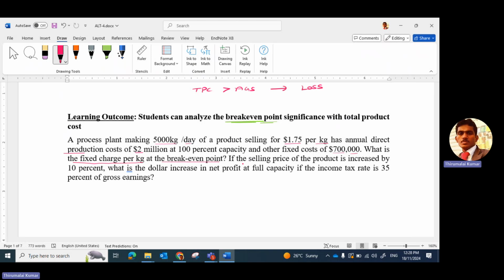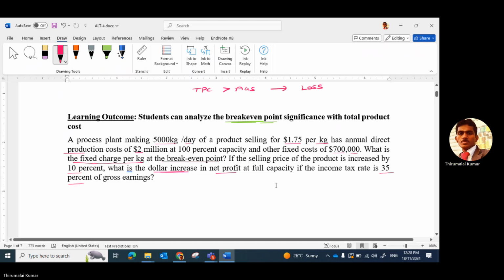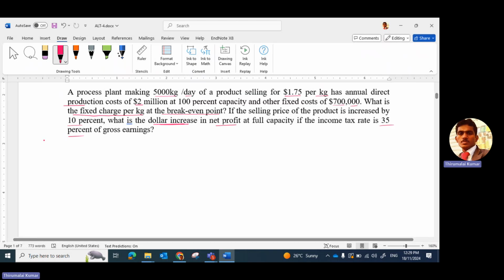In addition, if the selling price of the product is increased by 10%, what is the difference in dollars? That means, what is the dollar increase in our net profit at full capacity if we have an income tax of 35%? Before we deal with this problem, let us write what is given.